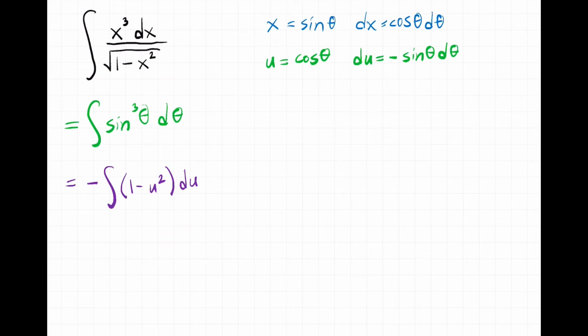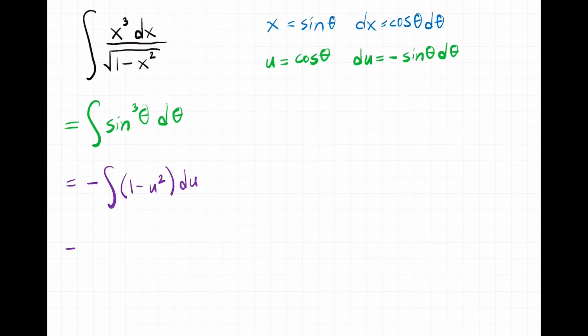So let's just keep that in mind. That's why I've saved my x equals sine theta and u equals cosine theta so that we can see that, and we'll be able to use that at the end of this. Before we do that, though, we still need to finish our integral. We have not yet found the antiderivative of the function here.